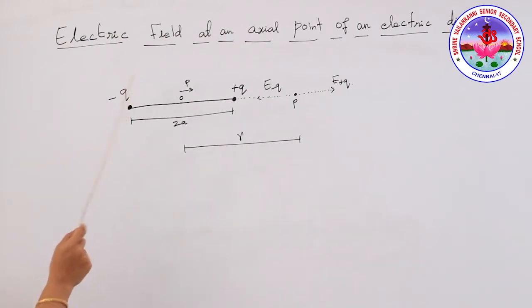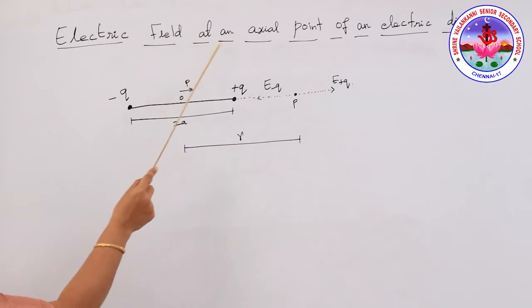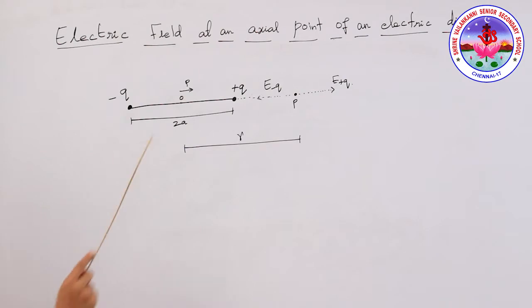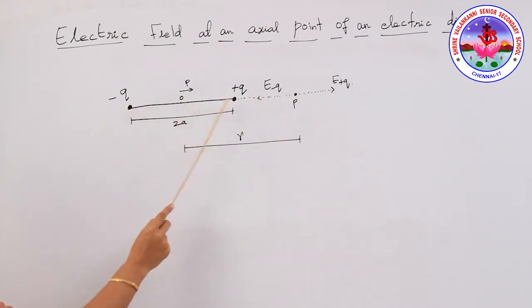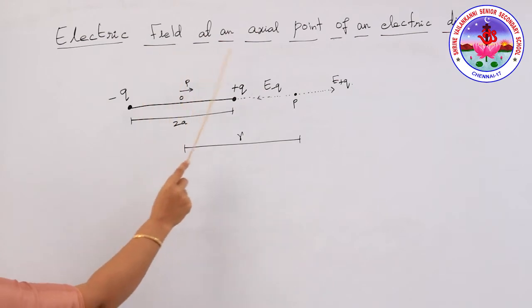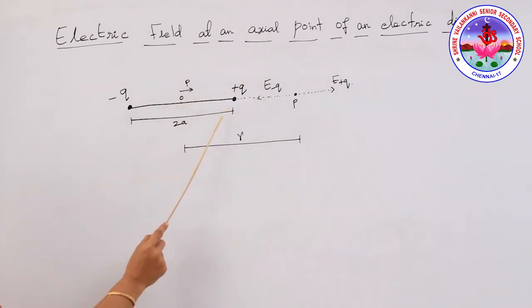Electric field at an axial point of an electric dipole. This is one of the applications of the electric dipole. We are seeing here an axial point, which is nothing but a point on the axis. This is minus Q and plus Q, with the charges separated by a distance, which means an electric dipole. Now, what will the electric field at an axial point be?